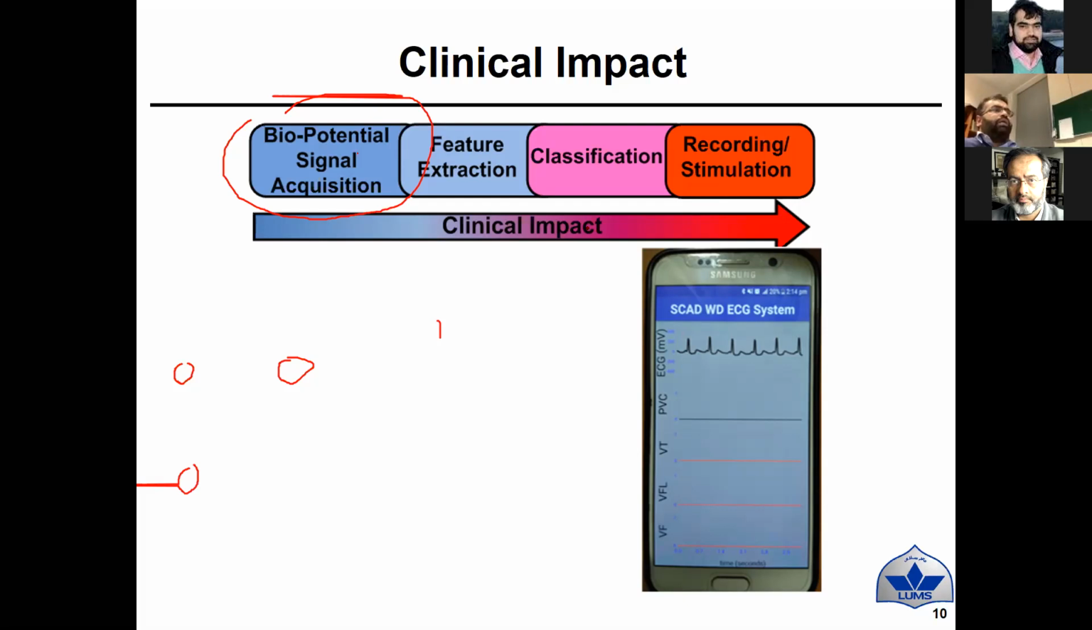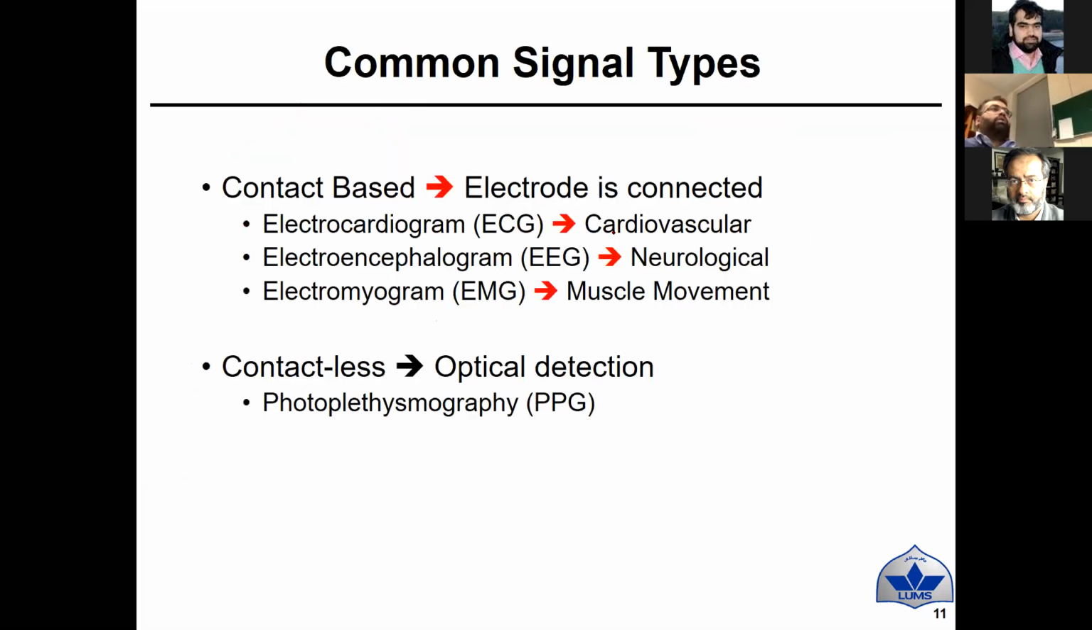Now I will give a little bit of a brief about the common signals which we use basically in the hospital environment, or which we basically use in our normal daily life. So the common signal types are the contact based, where the electrode is connected: ECG, electrocardiogram, which I just mentioned, mainly used for cardiovascular diseases, all types of. There are others too, but I am just talking about ECG at this moment.